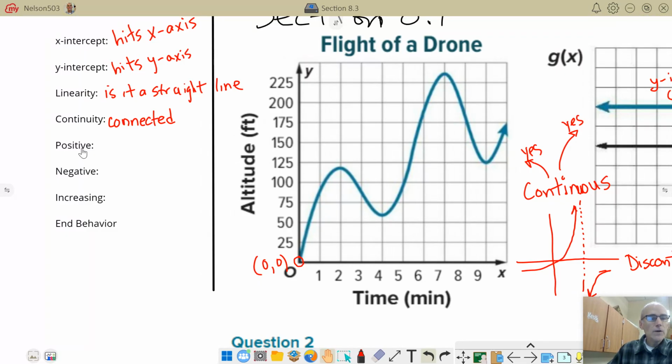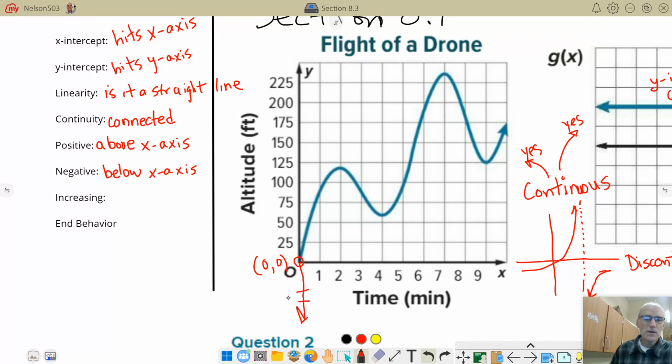Positive just means, is the y value positive? Well, all these y values are positive because they're above the x-axis. So I'm going to put it like that. When you graph it above the x-axis, they're positive values, above x-axis. And then negative would be below x-axis, okay, below x-axis. I mean, it's really that simple. Like if I extend the y-axis down here, aren't these negative numbers down here? Like, it would be like negative 25, negative 50, negative 75. So these are negative numbers down here. These are positive numbers up here, right?